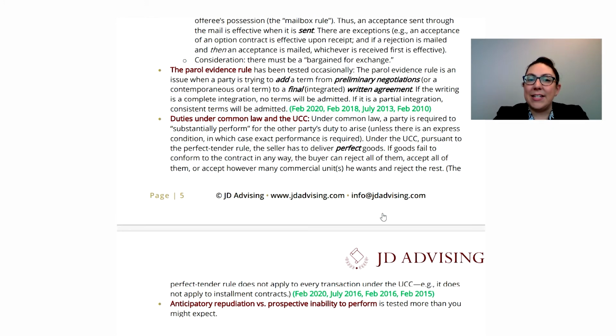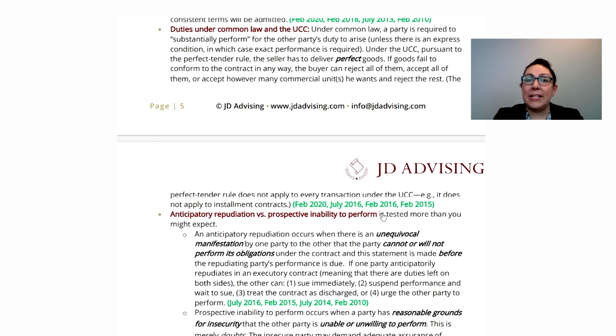They also like to test the distinctions between common law and the UCC, and particularly the duties and what is required for performance. Under common law, substantial performance is required, and once one party substantially performs, the other party's duties arise. Under the UCC, on the other hand, perfect tender is required, and only when the first party has delivered perfect tender does the other party then have to perform. So they like to make sure that you know that distinction between UCC and common law contracts.